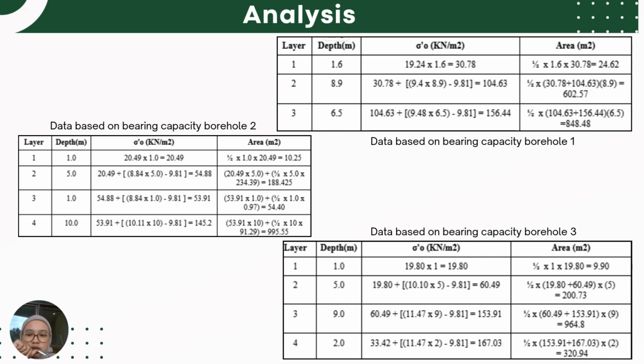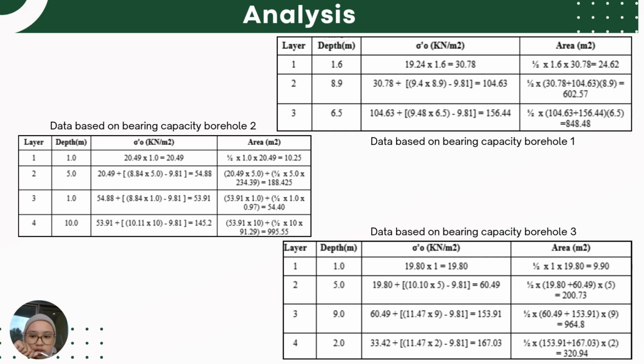For borehole 2, we follow a depth of 1 meter, between 9 meter and 10 meter. In this case, the stress values range from 20.1 kilopascals in the first layer to 145 kilopascals in the fourth layer. The area value varies from 10.25 square meters to 985.55 square meters, and this computation helps to identify the distribution of the capacity within this group.